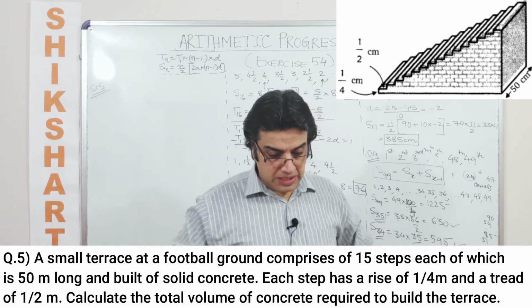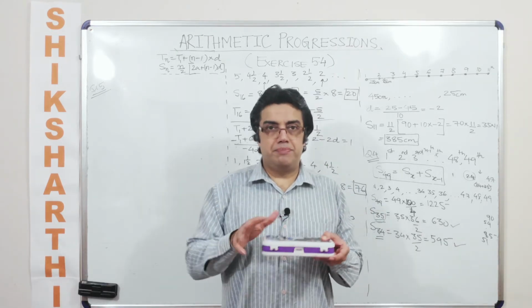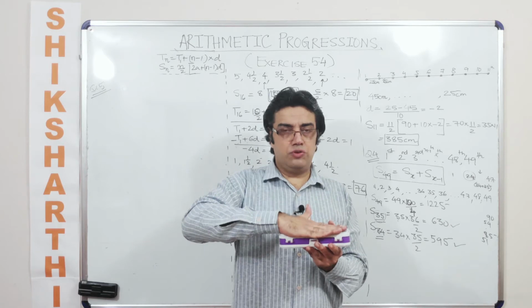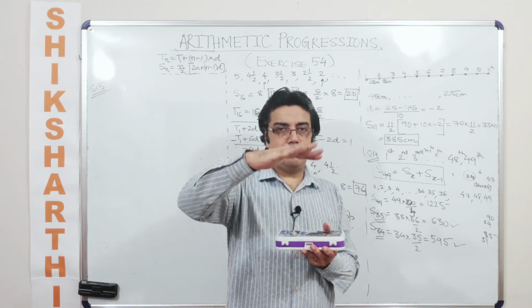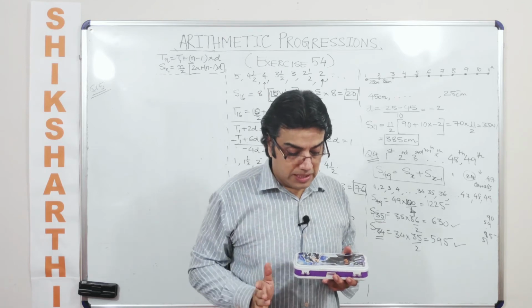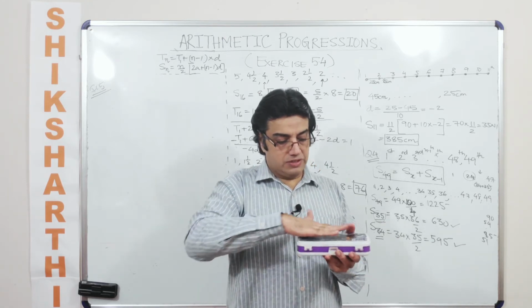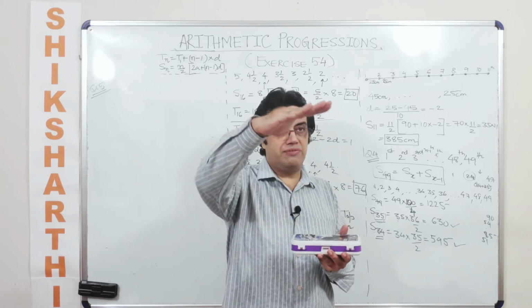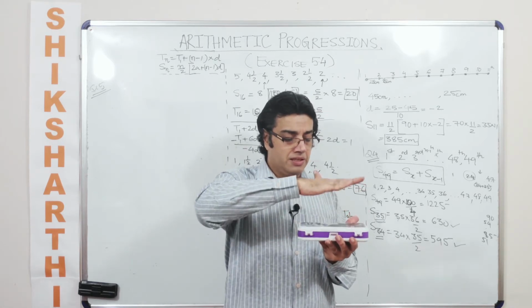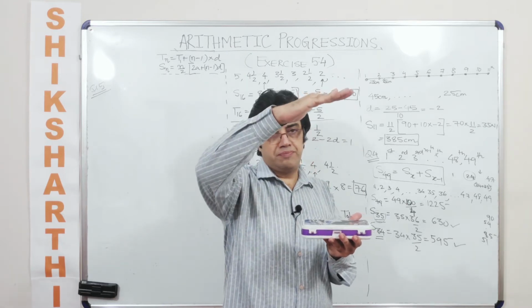Each step, so now if I say, let's assume that this is a step, right? This is a step, and then you have another step, and then another step, and this is how a small terrace of a football ground is built. Once you start building up steps after steps, how many such steps are you supposed to take? 15 such steps you are supposed to take.